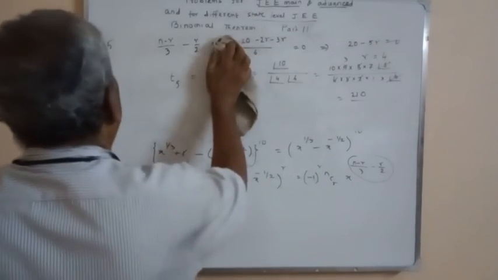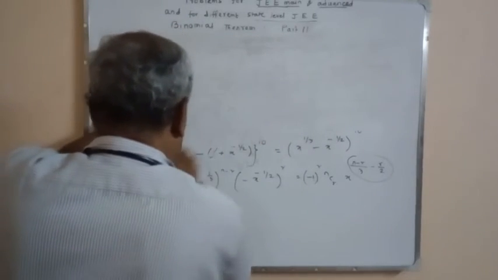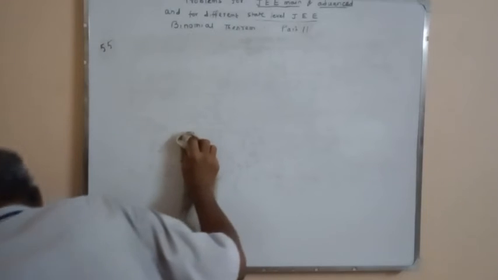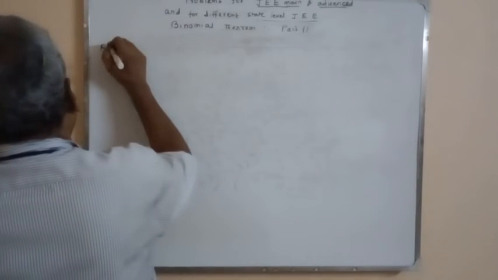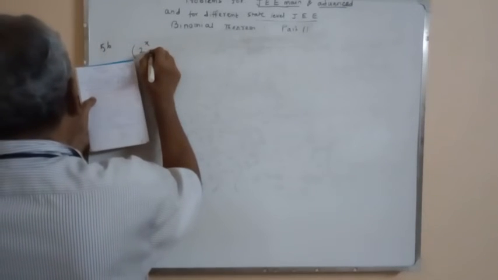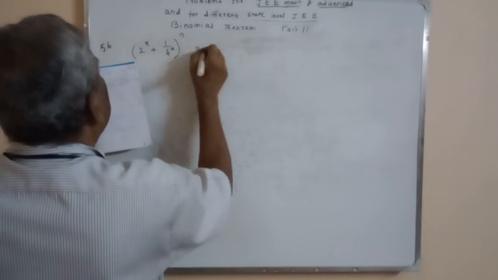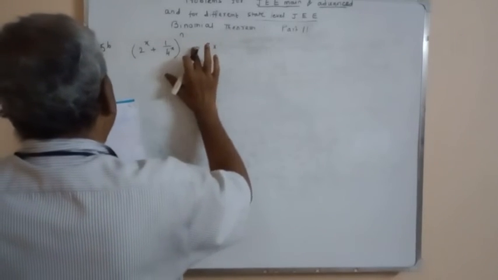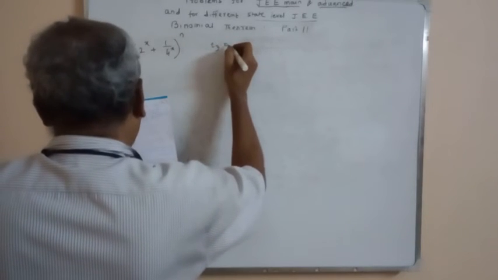Okay, next. The next problem is problem number 56, and the problem is: the 3rd term of (2 to the power x plus 1 by 4 to the power x) whole to the power n is 7 times the second term. This is a binomial. Given that its third term, that is T3, is equal to 7 times T2.